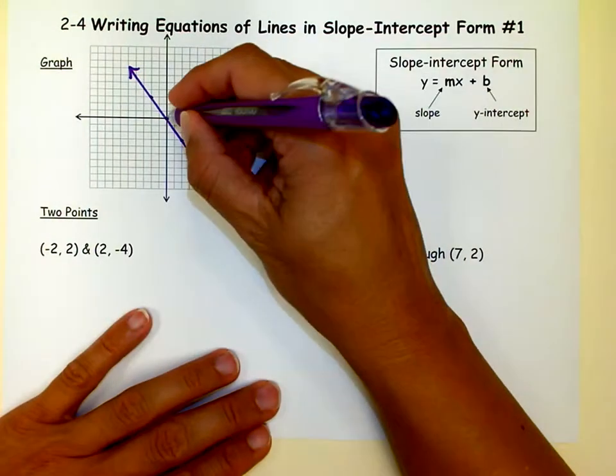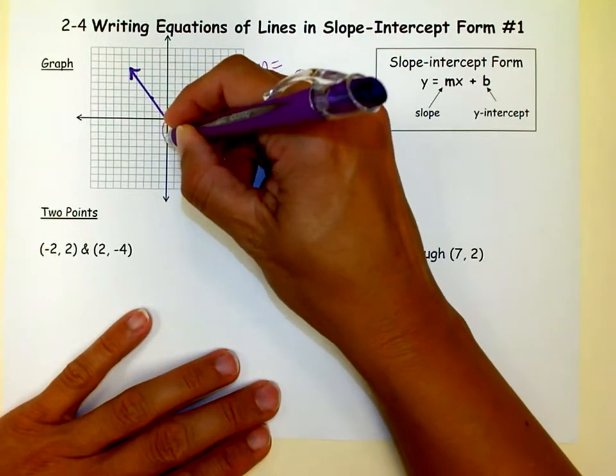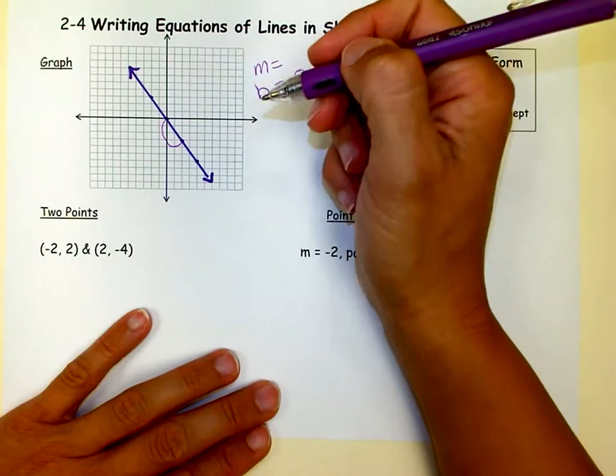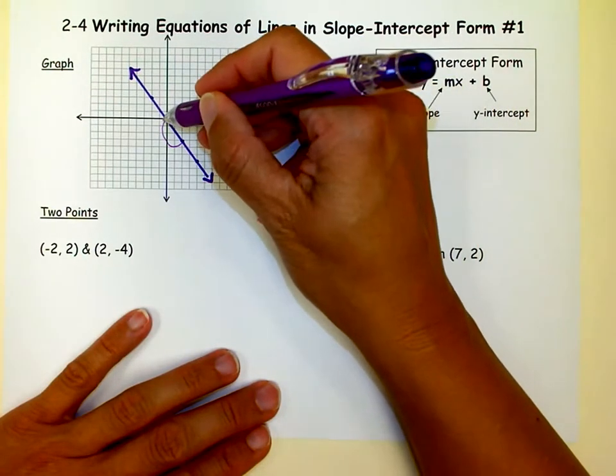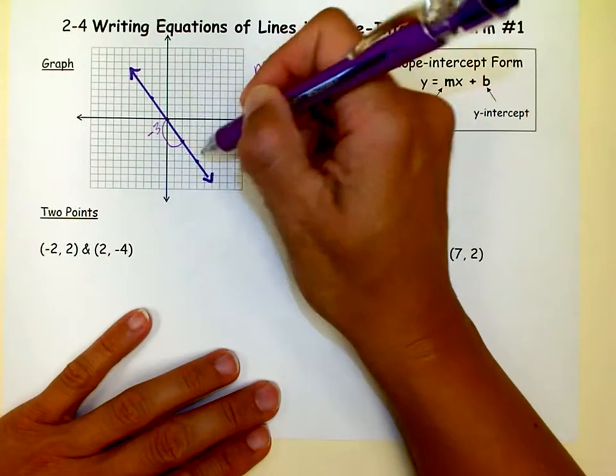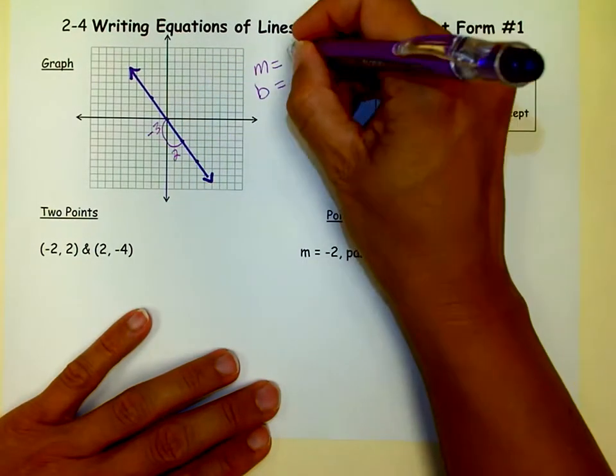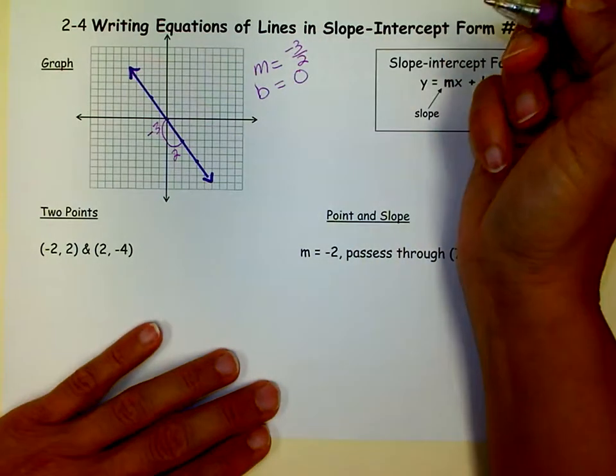To find our slope, remember, we find 2 points on the line and we count how many do I go down, how many do I go over. So I always go from left to right. I pick a point to the left and go to the right. So it's 1, 2, 3, I'm down 3, over 2. So the slope is -3/2.